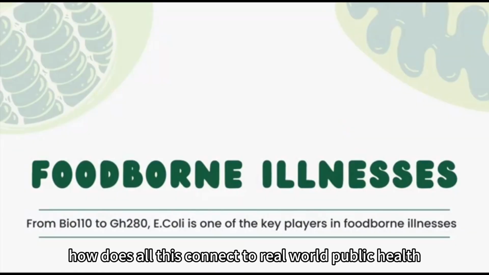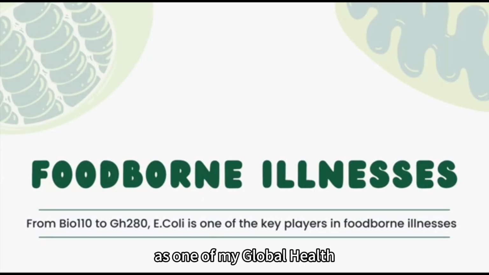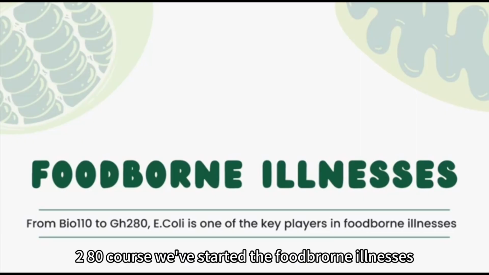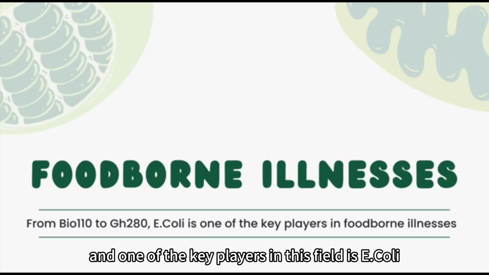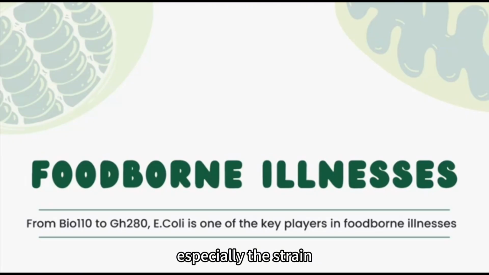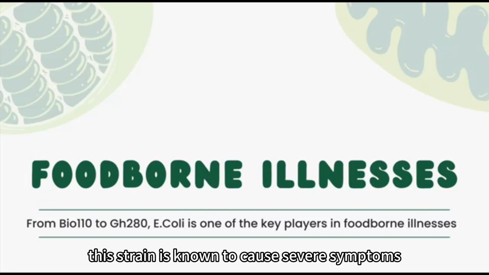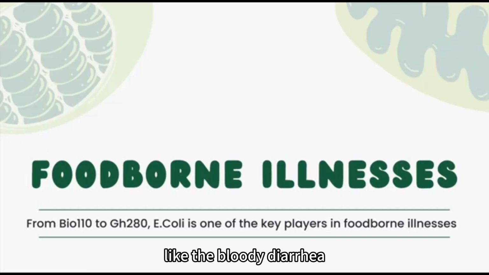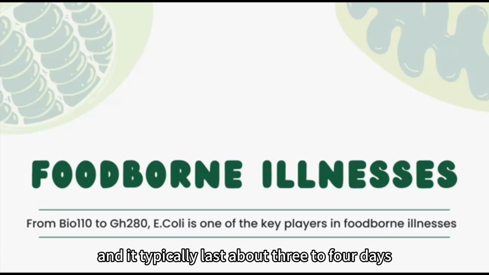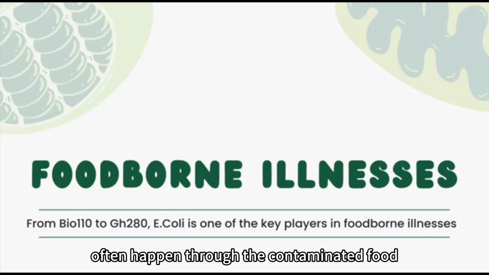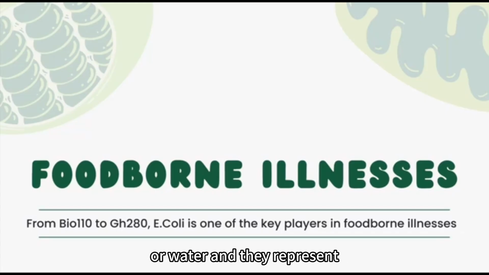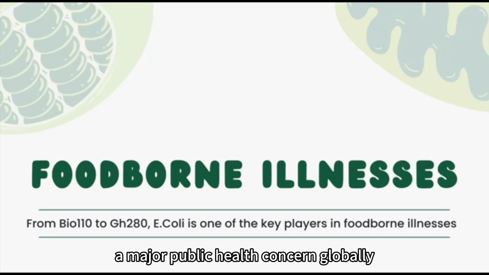So how does all this connect to real-world public health? In my Global Health 280 course, we've studied foodborne illnesses, and one of the key players in this field is E. coli, especially the strain O157:H7. This strain is known to cause severe symptoms like bloody diarrhea, abdominal pain, and it typically lasts about 3 to 4 days. These infections often happen through contaminated food or water, and they represent a major public health concern globally.